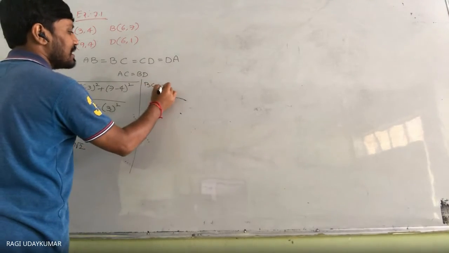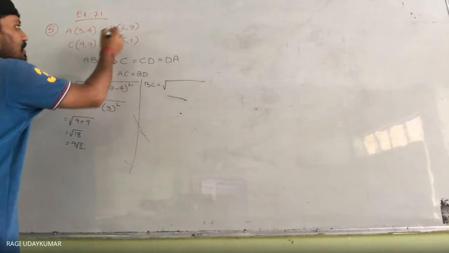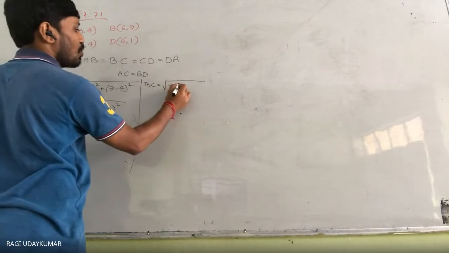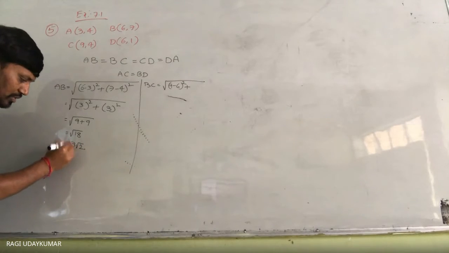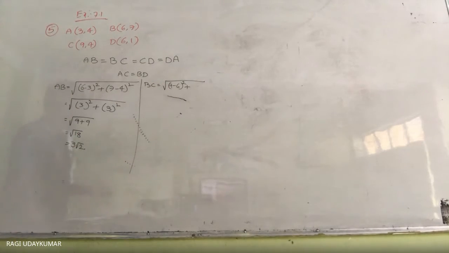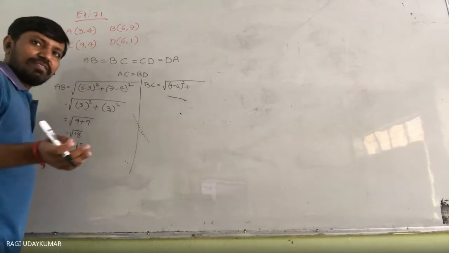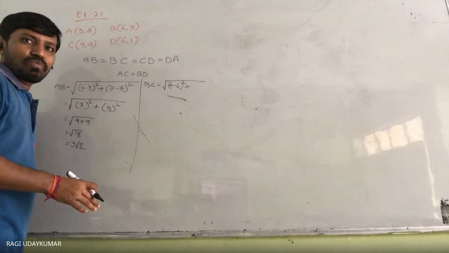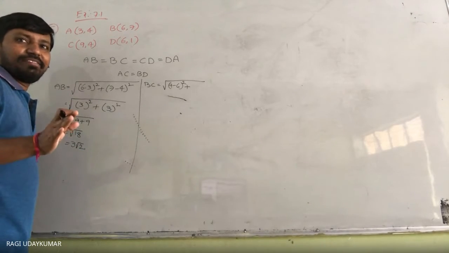And what is the BC distance? Square root of 9 minus 6 whole square, and so on. That will be 3 root 2. Sorry, I said 9 root 2 earlier, it should be 3 root 2. I did not do this on purpose, it was a mistake. Sometimes I will do it intentionally, but you need to identify it.